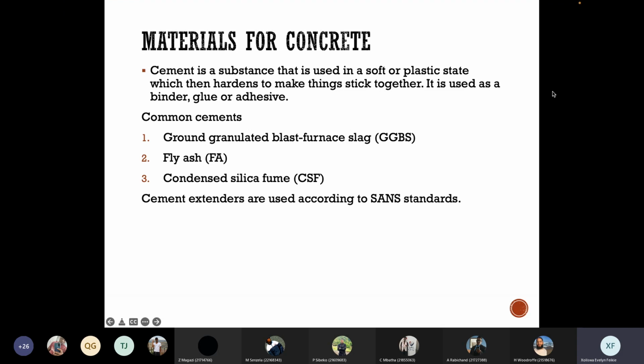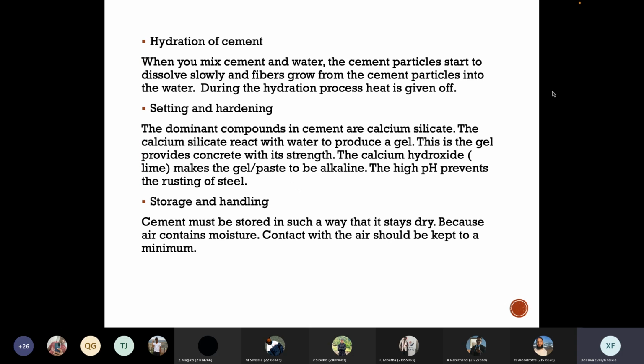If you want to achieve maybe a rapid setting or a slow setting, you can use those extenders to achieve whatever it is that you may want to achieve, right? So you will modify cement with modifiers or extenders. You can use them in those conditions. If you are on a site and you want your concrete to harden as quickly as possible, but not losing or affecting the strength of concrete, then you will look into using those extenders, right?